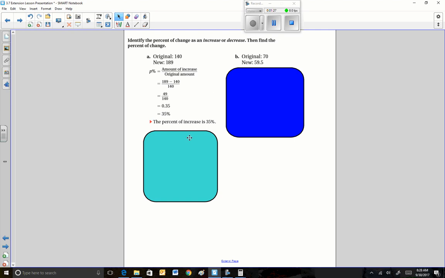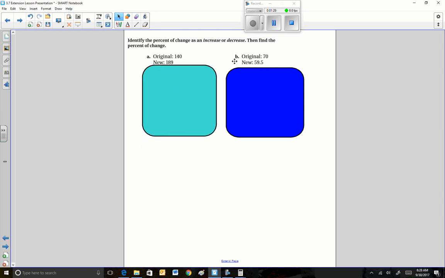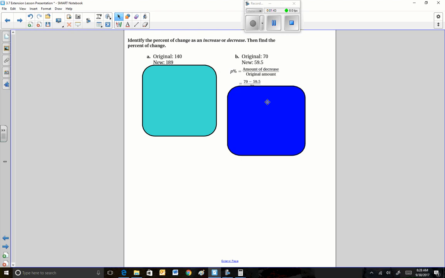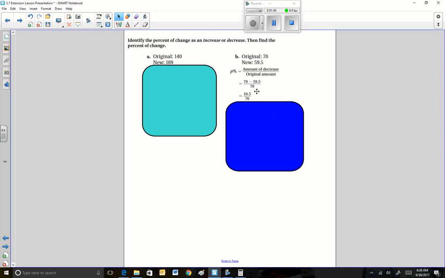Let's take a look at problem B. Problem B has an original of 70 and a new amount of 59.50. So something went down in price. Maybe it had a sale. So what you do is you write the amount of decrease on top over the original amount to get the percent of change. So 70 subtract 59.50 gets you 10.5, and always divide by your original amount.